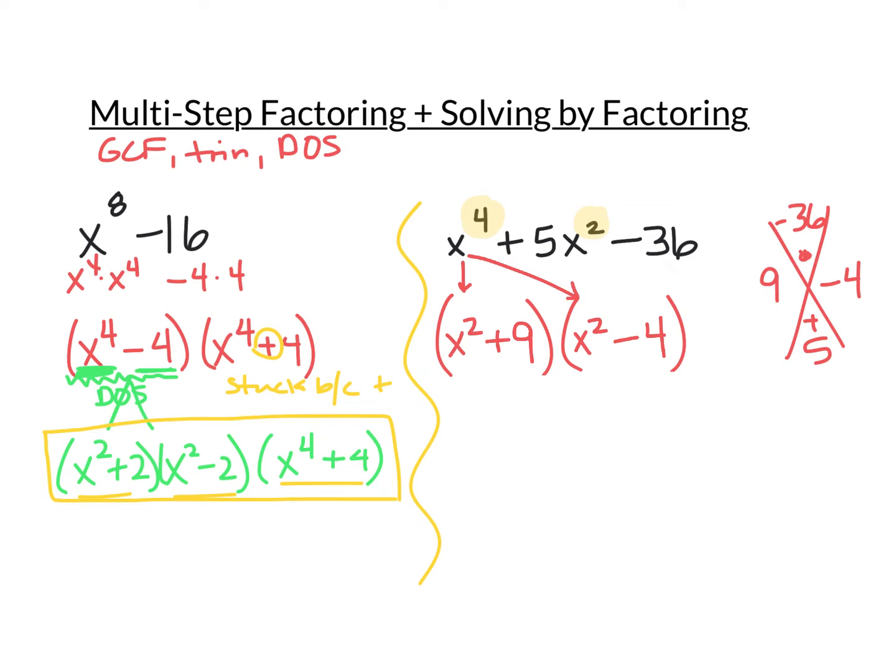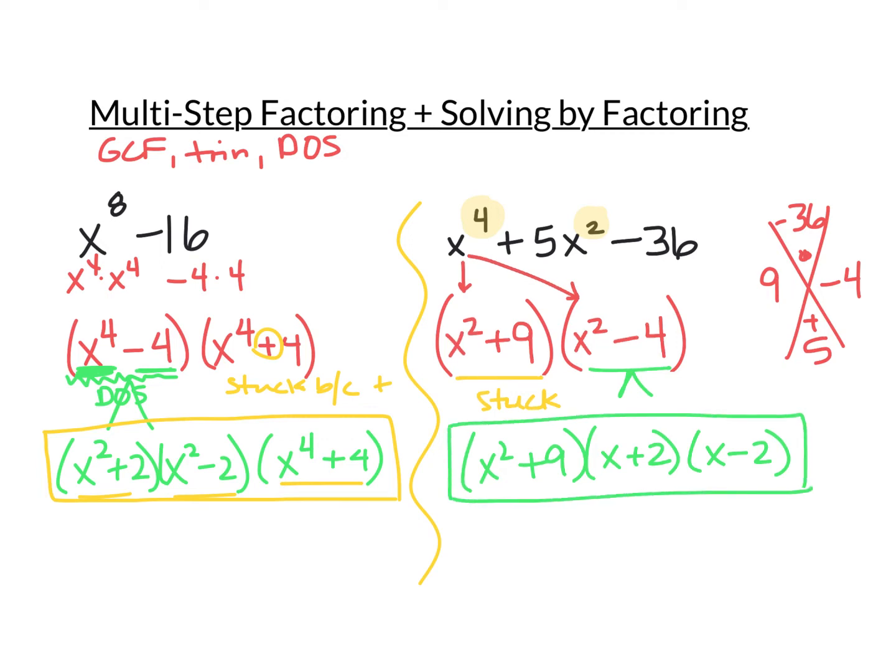Because this is multi-step, we want to always check, are the things that I have here now finished, or is there anything else that I can do? So I'm going to look at this first one, x squared plus 9. That is stuck because of the addition, even though 9 is a perfect square. And my other one, x squared minus 4, that actually is another difference of squares, so I can break it apart again. So it's going to become x plus 2 and x minus 2. And then my factor that was stuck is just going to come right down in the middle, x squared plus 9.